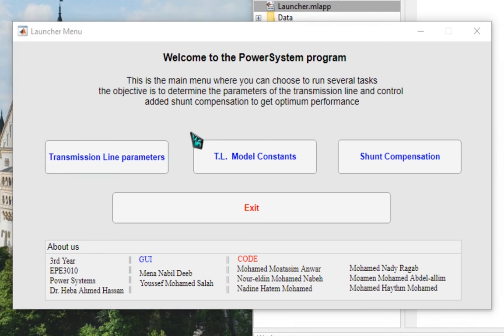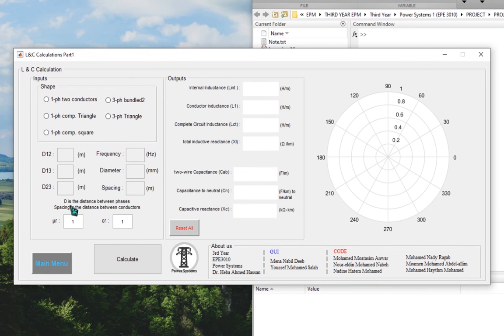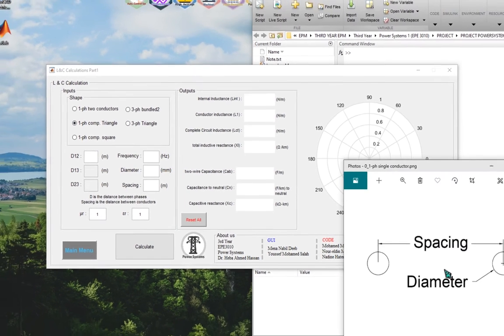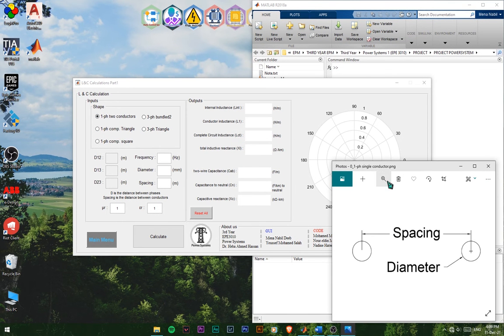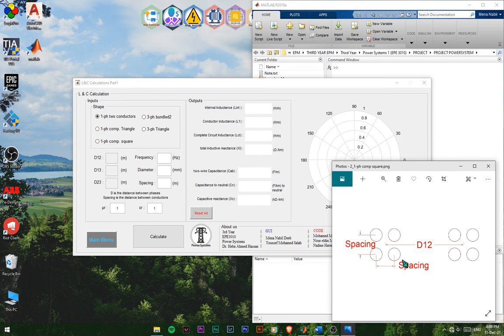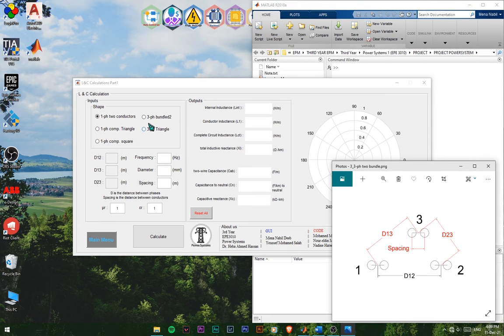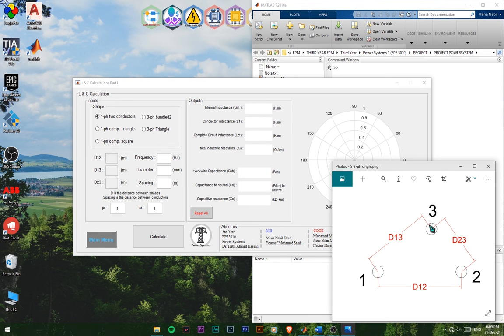First program is divided to 2 sections, the inputs and the outputs. Both depend on the shape of the configuration we have. Defining the shapes. This is the first shape, single phase 2 conductors, single phase composite triangle, single phase composite square, and the inputs it needs. 3-phase bundled conductors, 3-phase bundled as well, but a special condition if the D12 is equal to D23 and D13. 3-phase triangle, which is a single conductor.